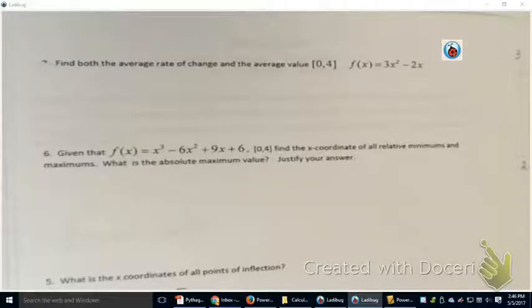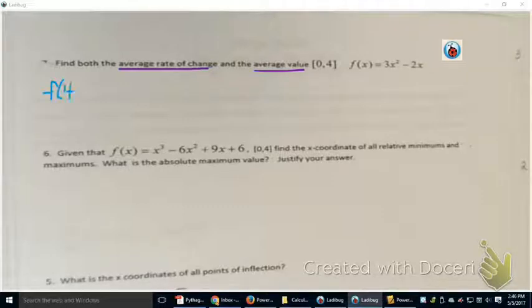Okay, so find both the average rate of change and the average value. So if I'm going to find the average rate of change, that represents slope. Average value is an integral. So if I'm going to find the average rate of change, I'm going to plug in 0 and 4 into that equation.